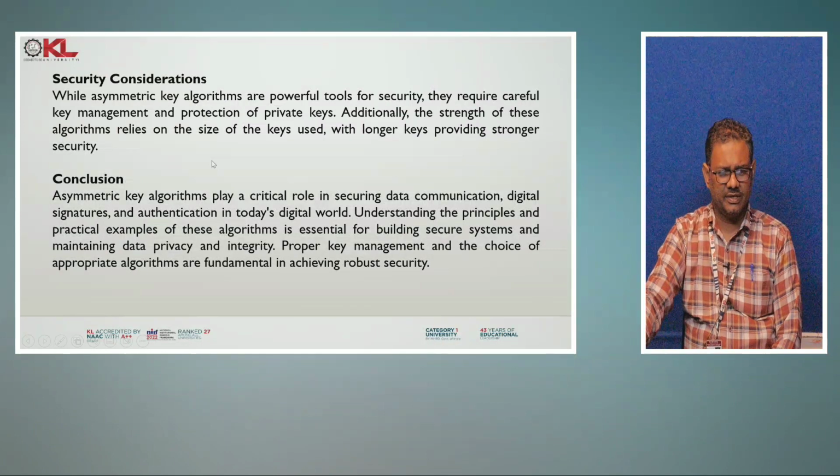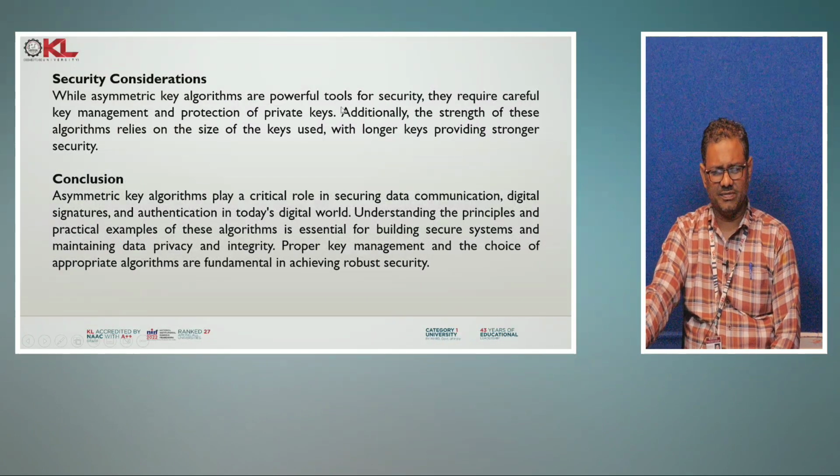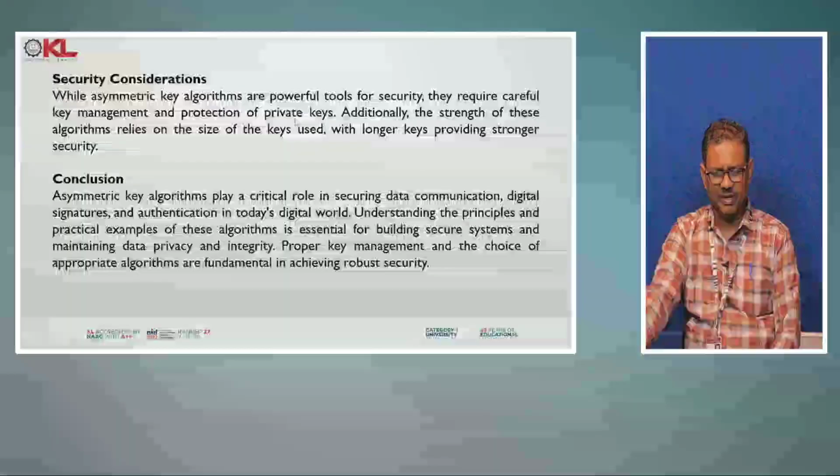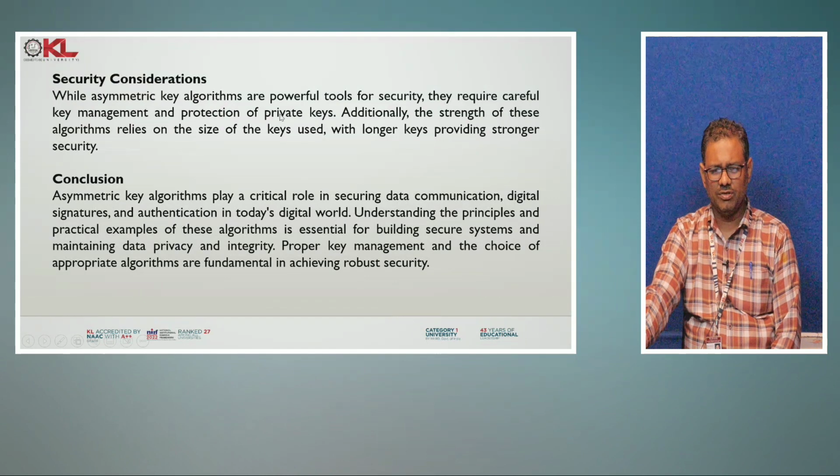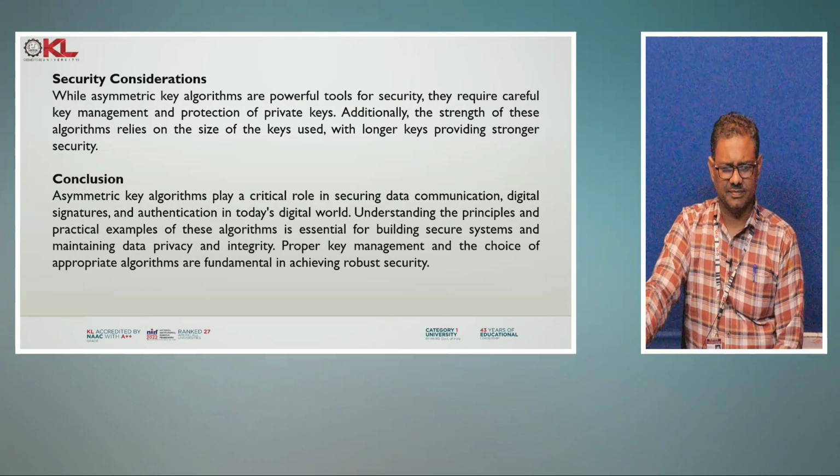Security considerations. While asymmetric algorithms are powerful tools for security, they require care. Everywhere the point should be the same: careful key management and protection of private keys are very important. If the private key is known by another person, automatically there is no use of these algorithms. Also, the strength of these algorithms relies on the size of the keys used, with longer keys providing stronger security. More key size means security is also stronger.